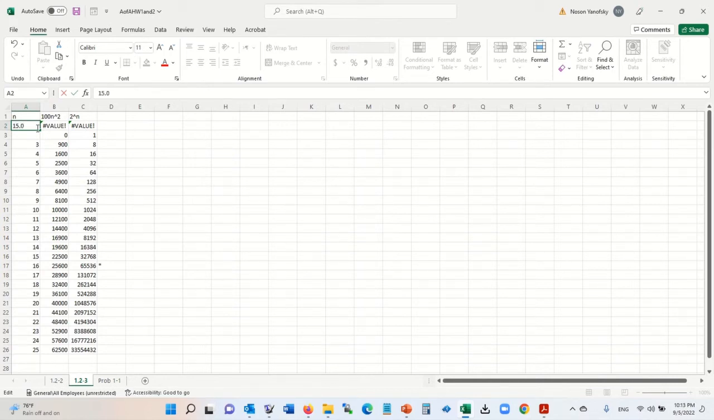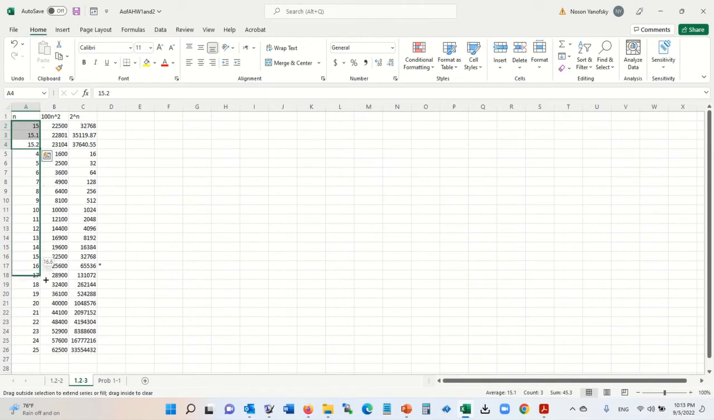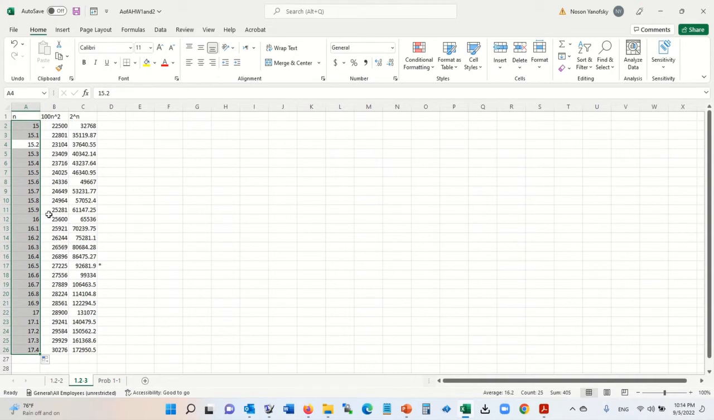15.0. Enter. Let's do 15.1. Enter. 15.2. Now watch this. I have a nice sequence going there. Let's change it. Instead of going 1, 2, 3, 4, 5, I've gone from 15 to 17.4, in increments of 0.1. And Excel figured out my pattern here. I did 15.0, 15.1, 15.2, and it figured out the pattern.